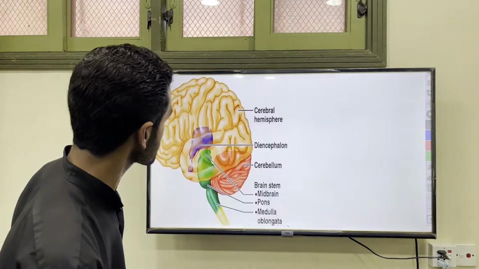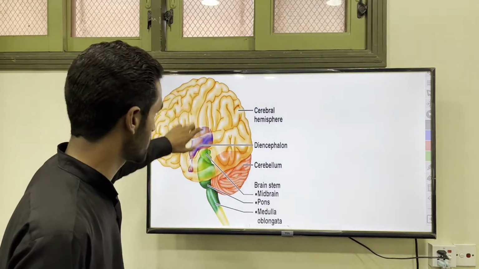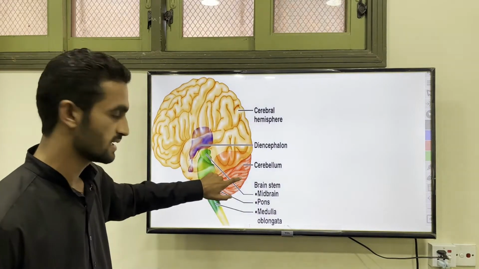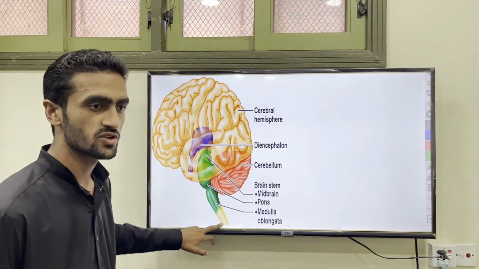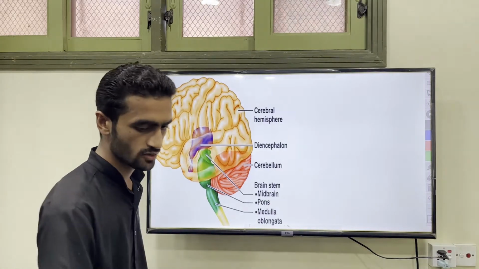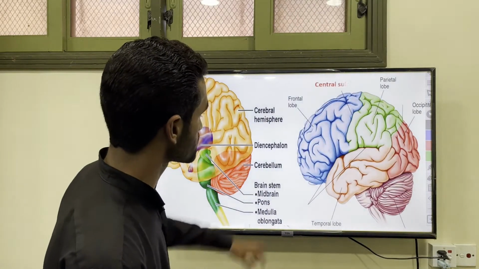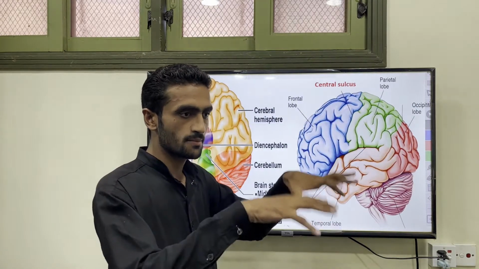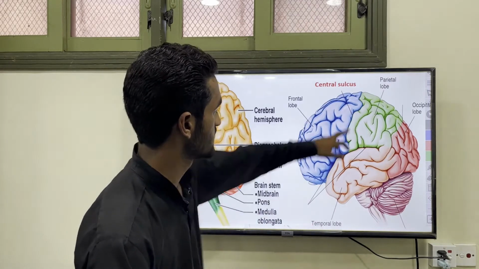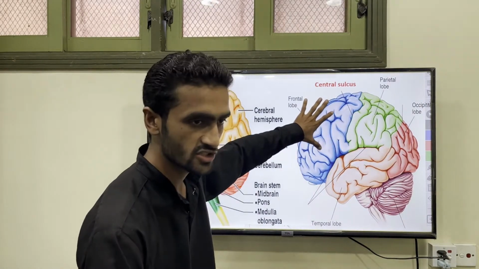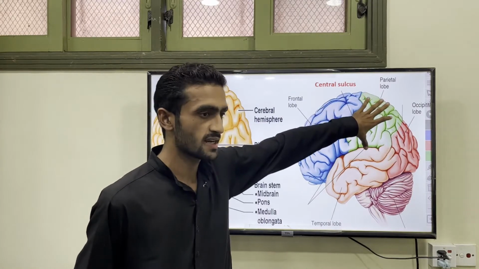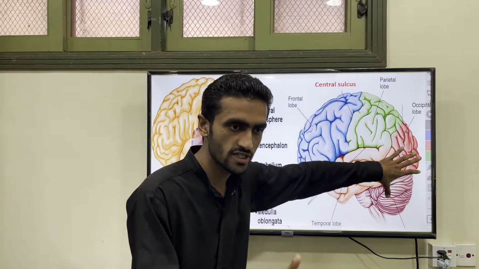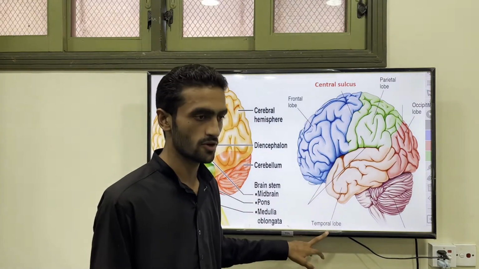So let's see what's going on. This is the cerebral hemisphere, and this is the diencephalon between there, and the cerebellum here, and this is the brain stem, continuous with your spinal cord. So we have to look at the tract. Can you see this is the central sulcus, the depression is the sulcus, and the bulging is the gyrus. The frontal lobe is associated with motor function, the parietal with sensory, the occipital with visual, and the temporal with hearing and speech.